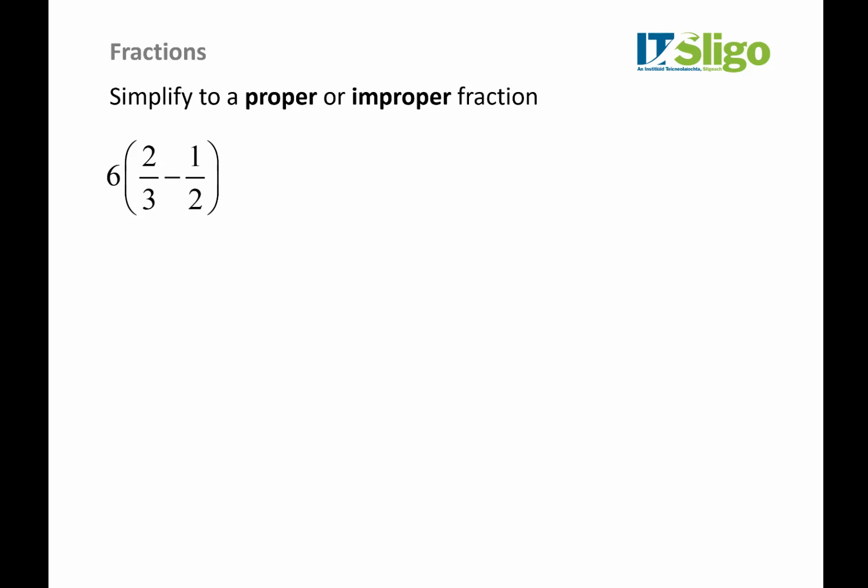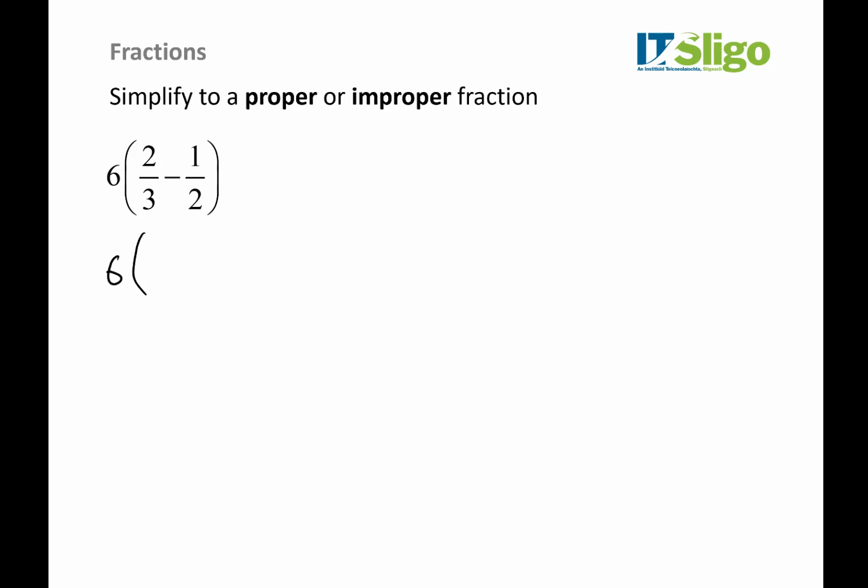First thing, guys, taking a look at what's going on, we have 6 multiplied by brackets, and inside the brackets is a minus. So in terms of BODMAS, guys, brackets comes first. We must work out the inside of the brackets until it's a single term, either a number or a fraction in its simplest form. So that's my first job. The 6 stays outside.